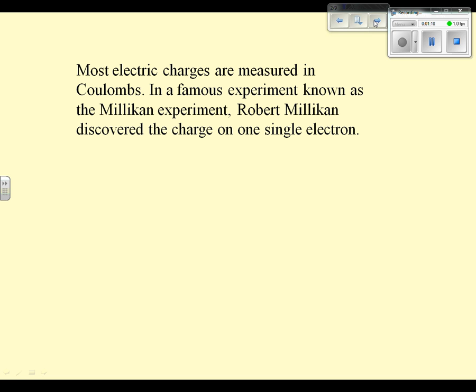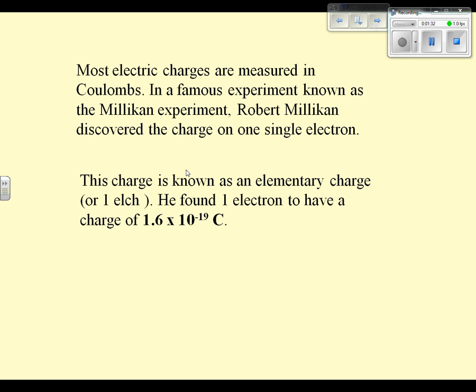Well, most electric charges are measured in coulombs. In a famous experiment known as the Millikan experiment, because the guy was named Millikan, he tried to discover the charge on one single electron. Find out how many coulombs of charge there was on a single teeny-weeny, tiny little electron. This charge is known as an elementary charge, which I've abbreviated to 1 elch. He found one electron to have a charge of 1.6 times 10 to the minus 19 coulombs.